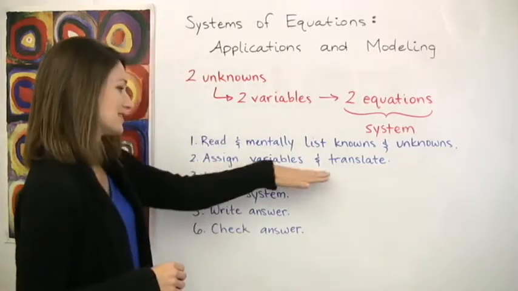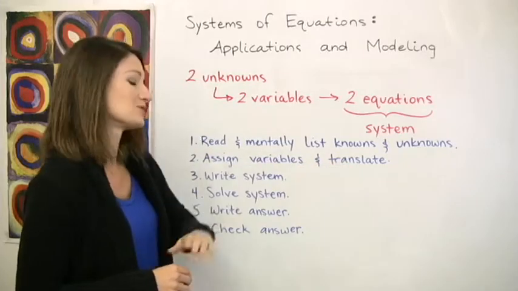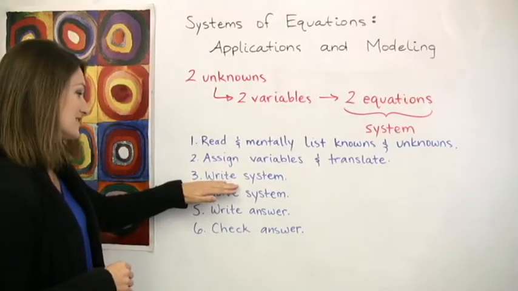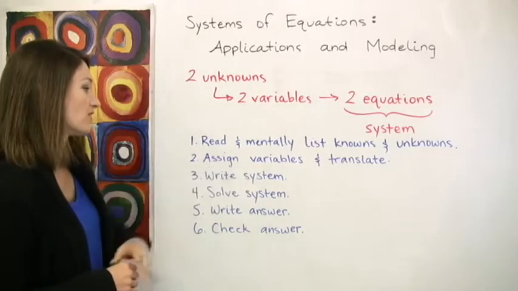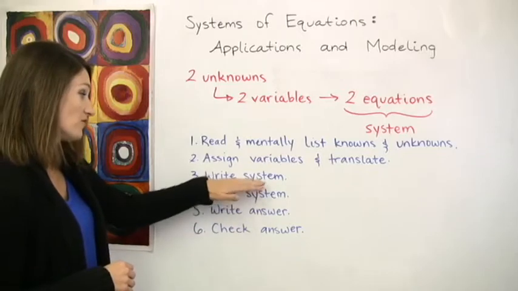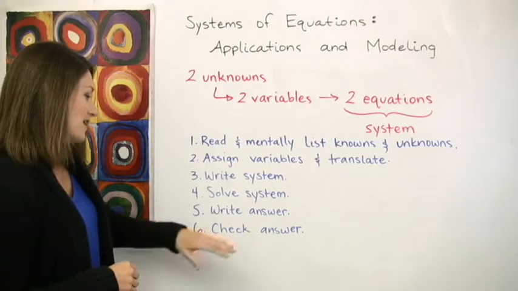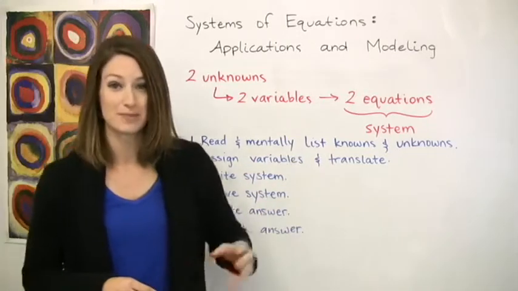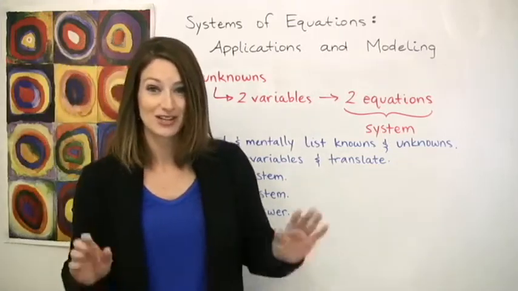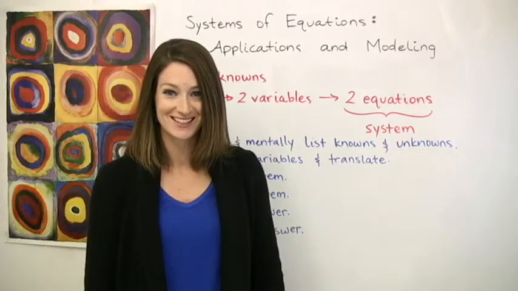And then you translate that information into mathematical expressions using those variables. The third step is to write a system of equations using the variables you assigned in step 2. Step 4 is to solve this system from step 3. Step 5 is to write your answer in complete sentences. And step 6 is to check your solution. So let's try a couple examples.